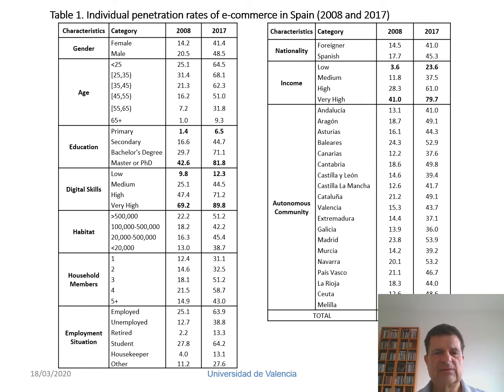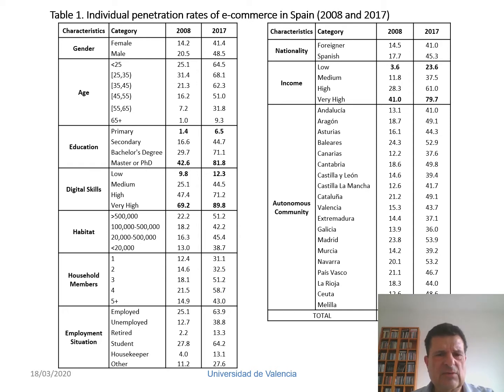Let us see now some individual penetration rates of e-commerce in Spain in this period. Notice that sometimes I say 2008, sometimes 2007, and that depends on how the data have been used. So in some places we do have the data on 2007, in some others we don't, and so that's why this changes sometimes.